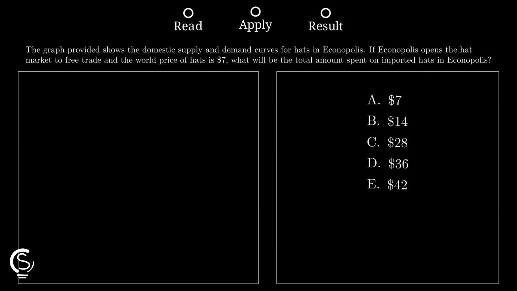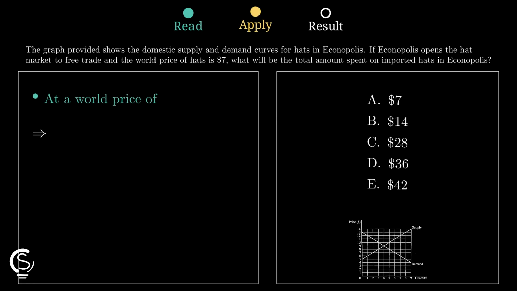First, look at the graph to find the domestic supply and demand at the world price of $7. At this price, domestic producers only supply 2 units of hats locally. Next, we check the demand curve at that same $7 price point. Consumers actually want to buy 6 units, which creates a shortage that must be filled by foreign imports.